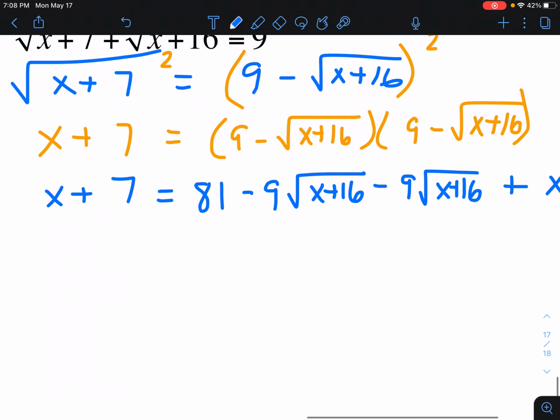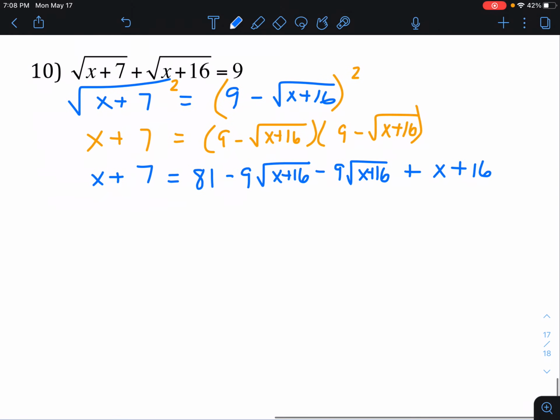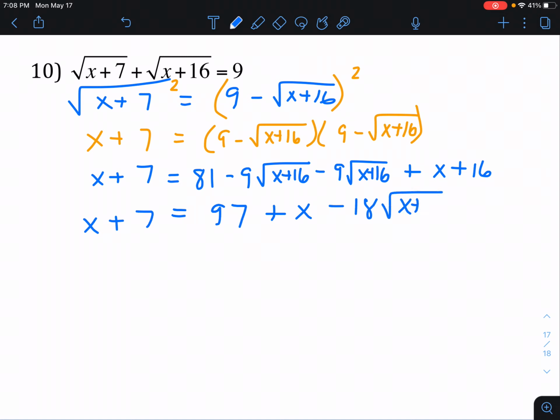Bring that down. And then now let's combine like terms. 81 plus 16 will be 97. You also can bring down the plus x. You can also add the radicals together. Negative 9 minus 9 is negative 18. All right, what from there?